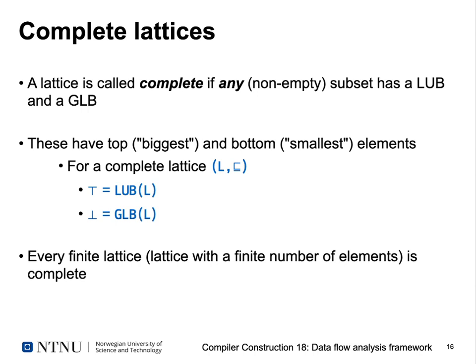Now, if we have defined a lattice, we can now also define a so-called complete lattice. A lattice is called complete if any non-empty subset of that lattice has a least upper bound and a greatest lower bound. So these complete lattices then have top elements, the so-called biggest element, as well as bottom, the so-called smallest element. So for a complete lattice L with a relation, the top element is the least upper bound of the elements in the lattice, and the smallest element here is the greatest lower bound of our lattice.